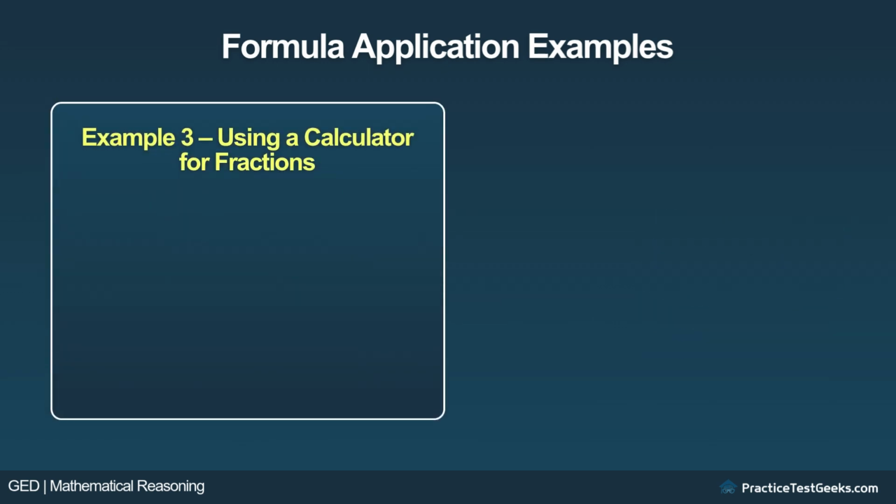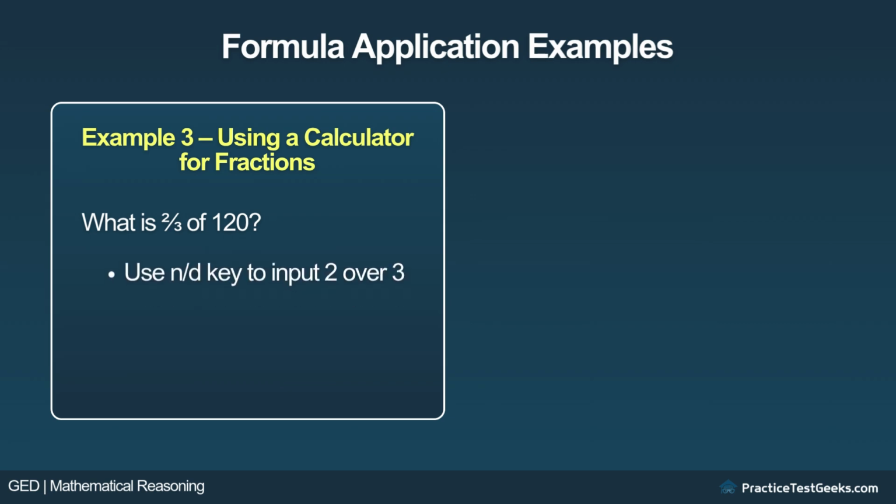Example 3. Using a calculator for fractions. Here's a quick one with fractions. The question says, what is 2/3 of 120? All you need to do is multiply 2/3 by 120. You can enter this using the n/d key on your GED calculator. 2/3 times 120 equals 80. So 2/3 of 120 is 80.